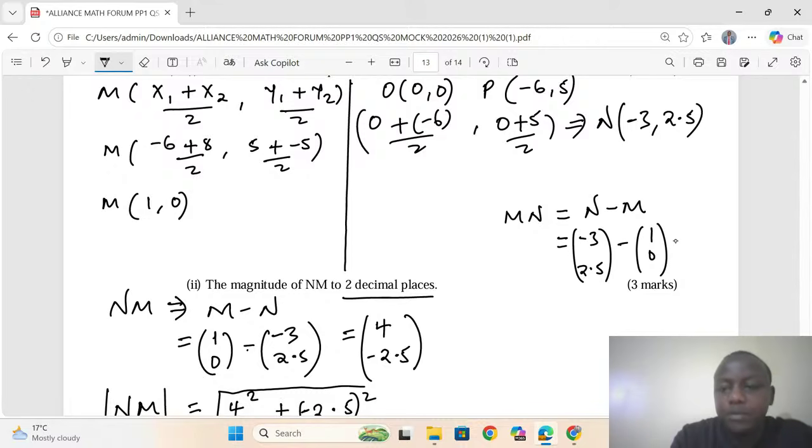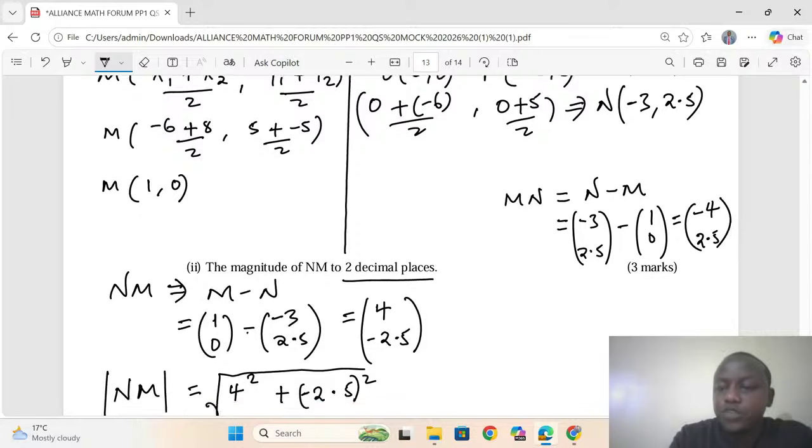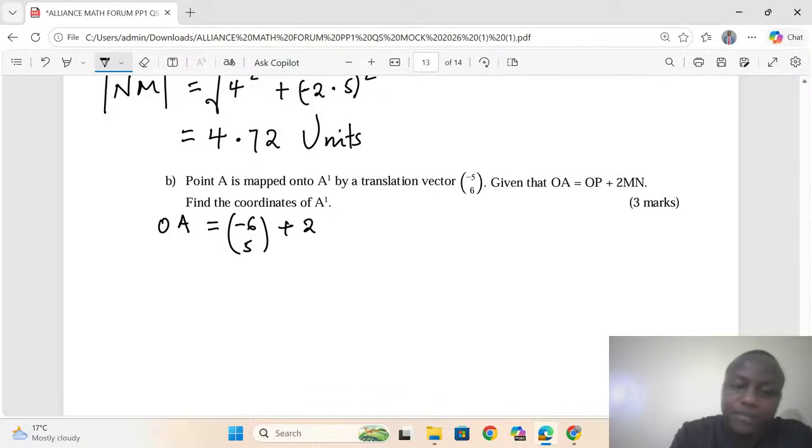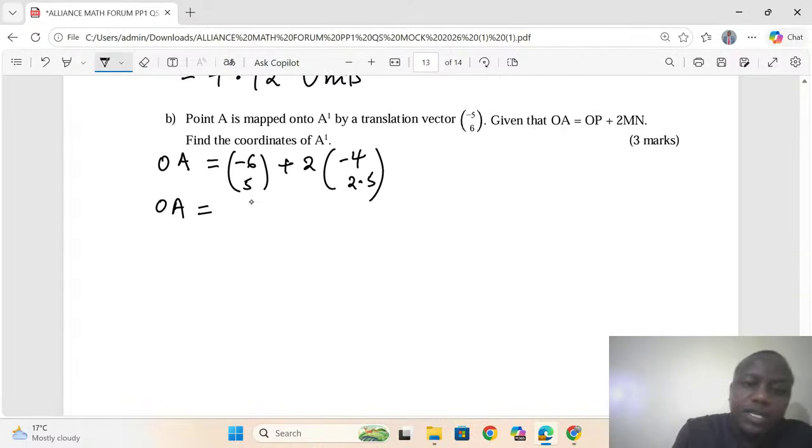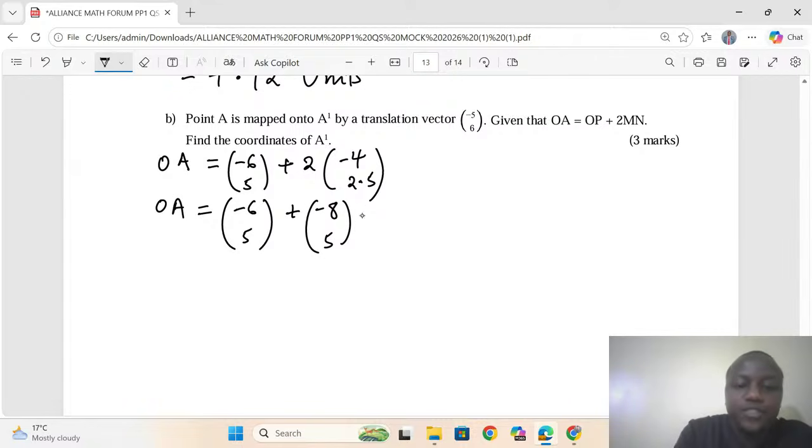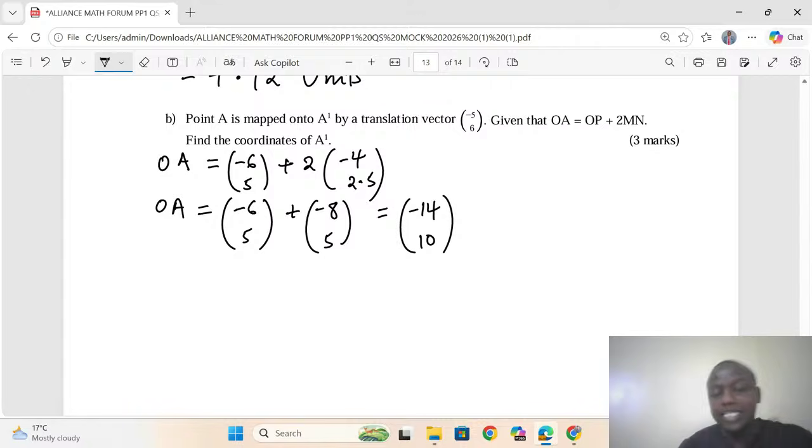And M is 1, 0. So we talk of negative 4 and 2.5. So this is what we are multiplying by, negative 4 and 2.5. So vector OA equals negative 6, 5. This is negative 8. This is 5. So now we can talk about negative 14 and 10. This is now vector OA.